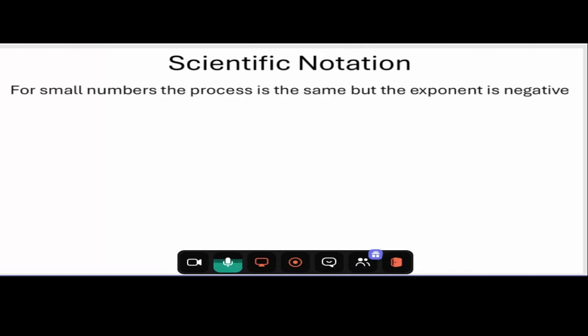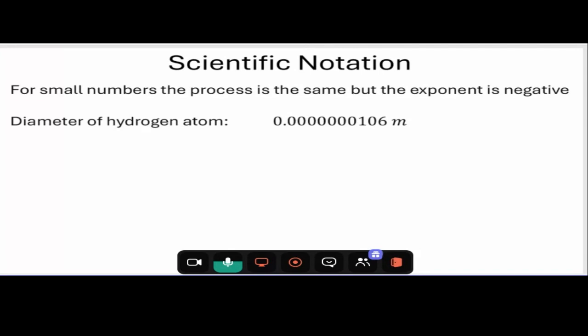Let's try the same thing but with the small numbers. And the only difference is the exponent is going to be negative instead of positive, because remember, a negative exponent means 1 over, so you're dividing by 10 instead of multiplying by 10. So there's the diameter of our hydrogen atom again. Put the decimal after the first non-zero digit, which is that 1 right there, so 1.06. And then count. How far did we move? 1, 2, 3, 4, 5, 6, 7, 8 spots to the right. So we write times 10 to the negative 8 because we are creating a small number.